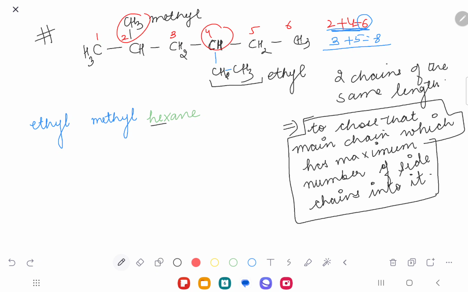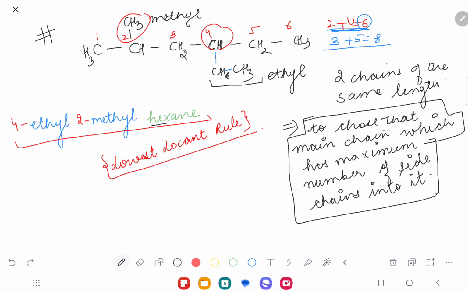So my answer shall be 1, 2, 3, 4, 5, 6. So how do I put it here? 4 ethyl and 2 methyl. That's the name of the compound. Understood or not? So this is also called the lowest locant rule. Lowest locant rule. You understand the point? So this is the concept.